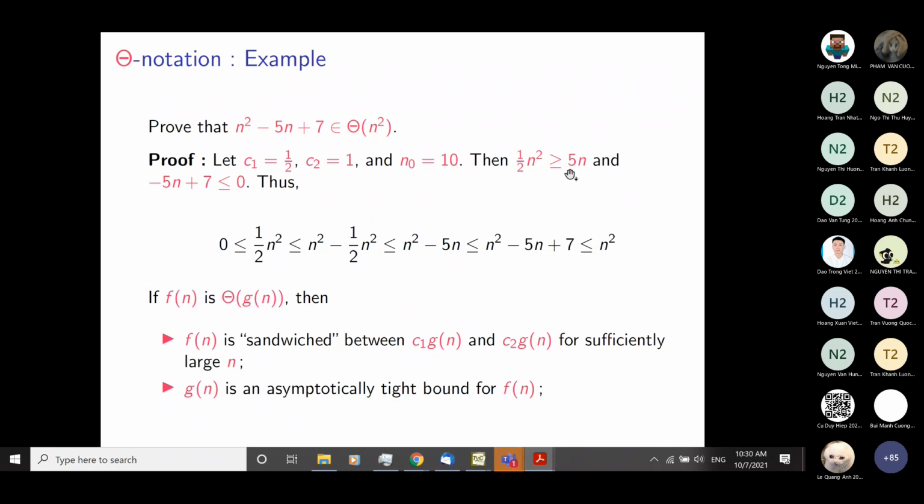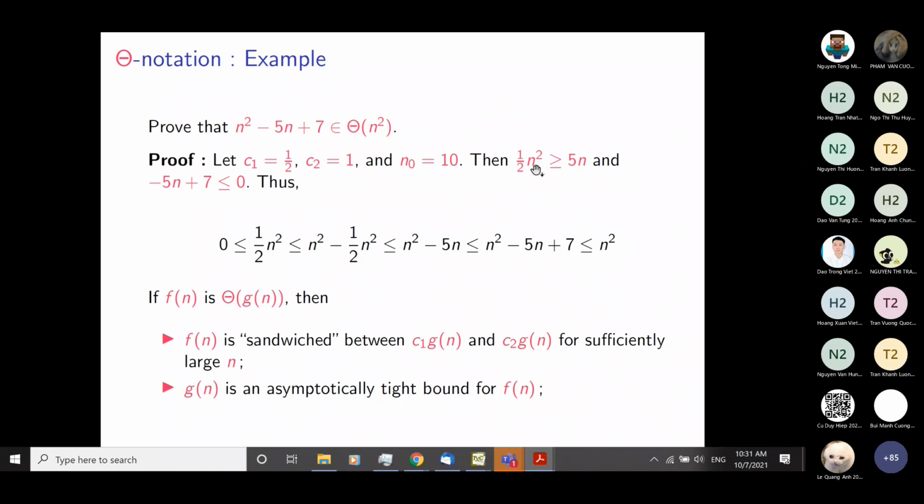So this is true for which value of n? Certainly not true for n equal to 2. For n equal to 2, this is 4 divided by 2, and this is 10, so it's not working. But eventually it's going to work. For n equal to 10, this term is going to be greater than this one. For n equal to 10, this function is 50, and this is 50 also.